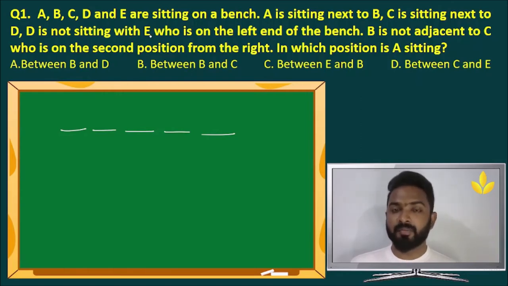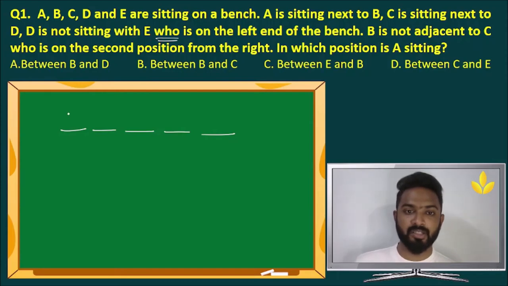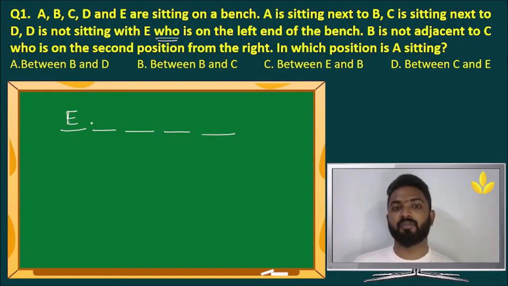Now, a lot of people have this doubt, who is the "who" over here? Is it D or is it E? Always remember, the person mentioned just before the "who" is always the "who". E, who is on the left end of the bench. So, E is right here, left end of the bench, and D is not sitting with E. So, D is not here. Negative information is just as important as positive information.